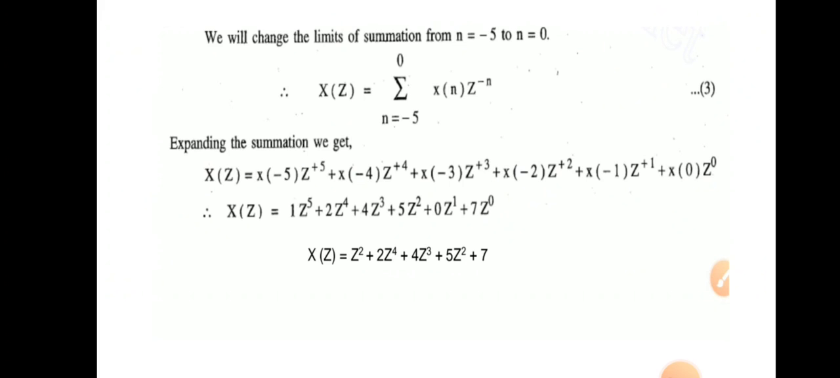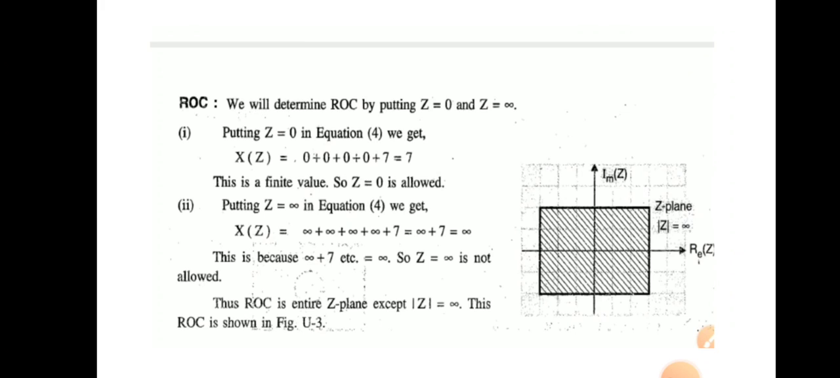Now the next step is to plot the ROC. For plotting the ROC, there are two steps. Put the value of z equals 0, and in the next step put z equals infinity. First step, putting z equals 0 in the equation, we get x of z equals 0 plus 0 plus 0 plus 0 plus 7. So after adding all these terms, we get 7. This is a finite value. 7 is a finite value. So z equals 0 is allowed.